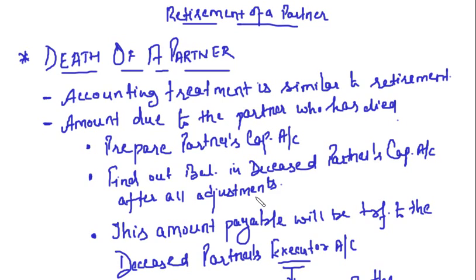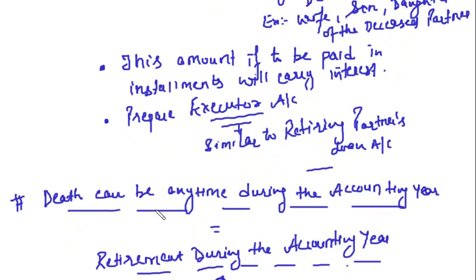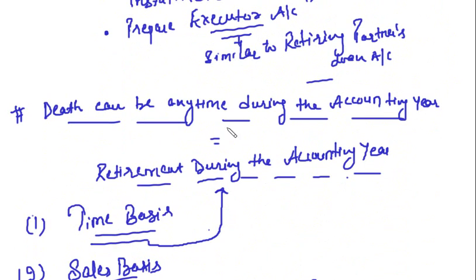In case of retirement of a partner, we prepare the partner's loan account, right? When the payment is made in installments, okay? And in this case, we will prepare the executor's account in the same manner as we prepare the loan account. We have just changed the names, nothing else. It is absolutely same, right? Then the death can be any time during the accounting year. This concept is equal to retirement during the accounting year.